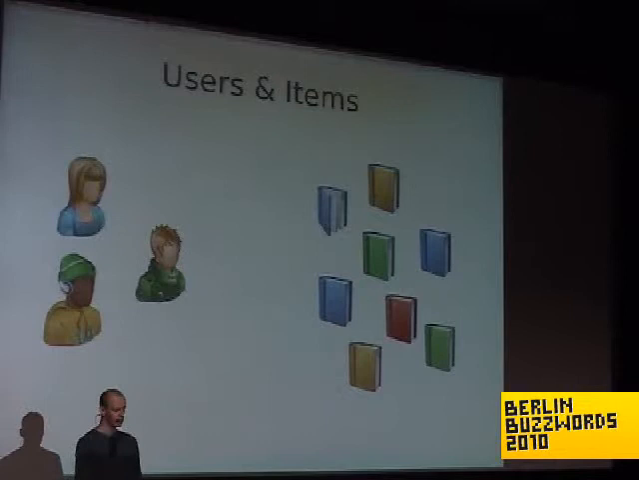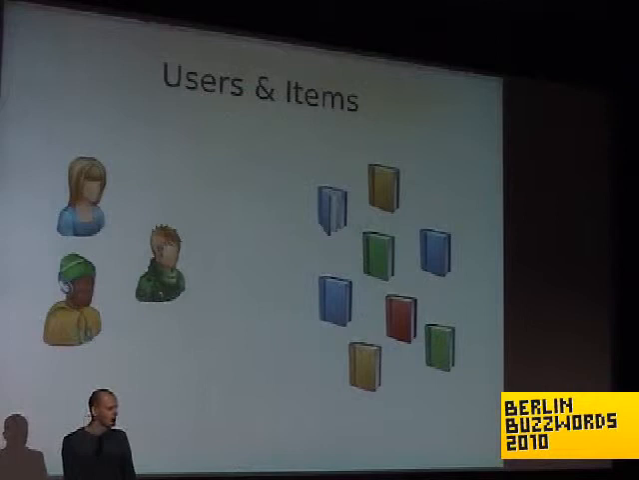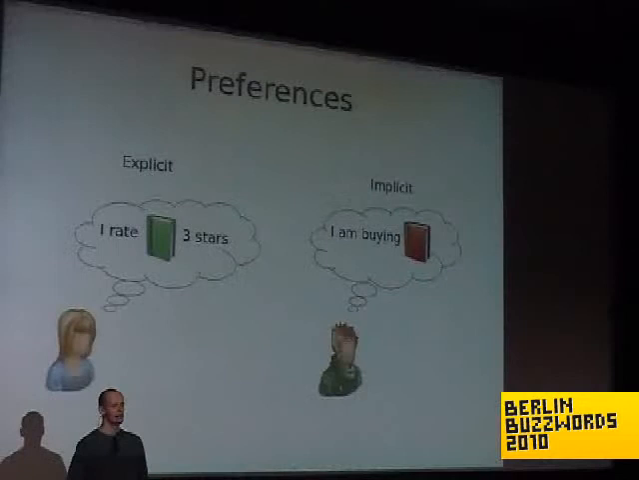Okay, to start off, if you want to do recommendations, you of course have some users and some items, and you want to recommend items to users. What's interesting here is that items can also be other users. So you could have a dating site, for instance, that recommends users to other users. And an item is just a black box, because you're not really looking at the item itself, but only at the preferences of users for specific items.